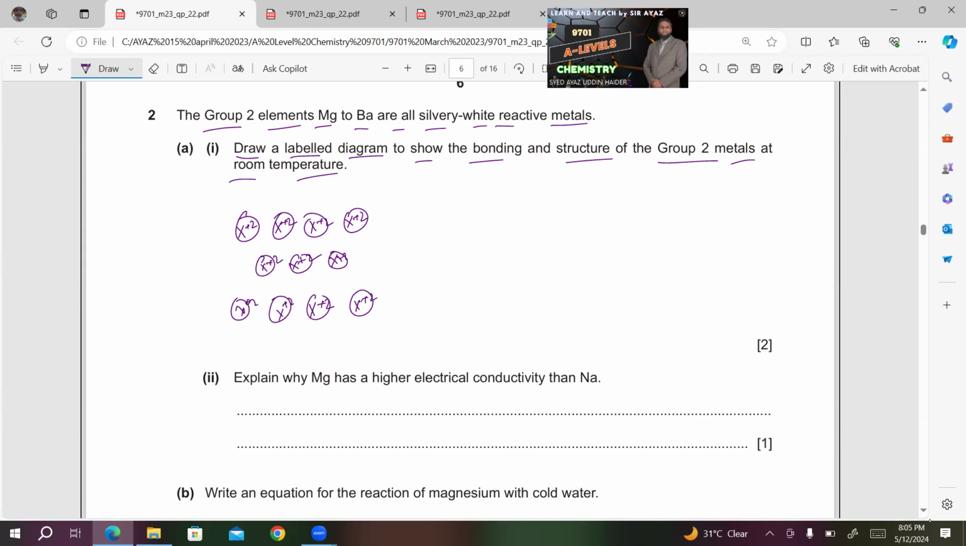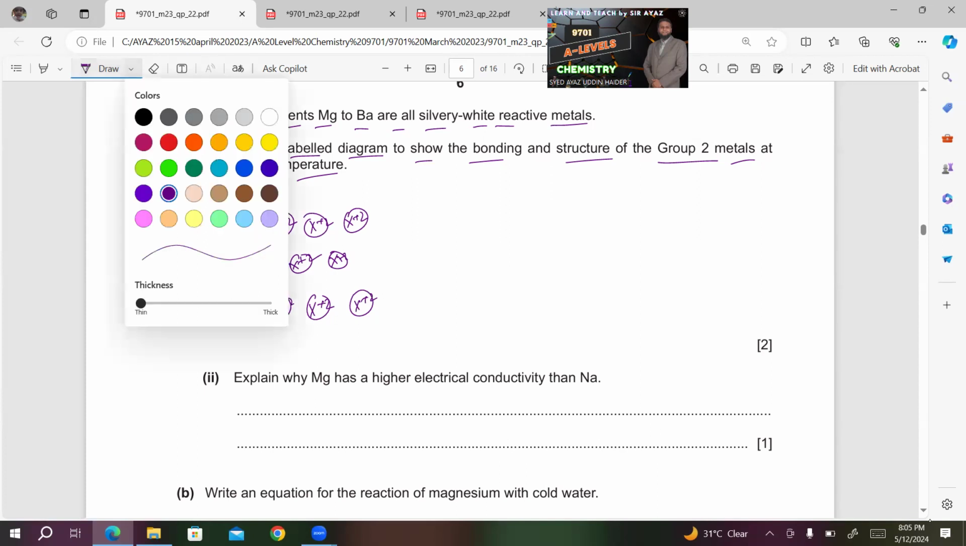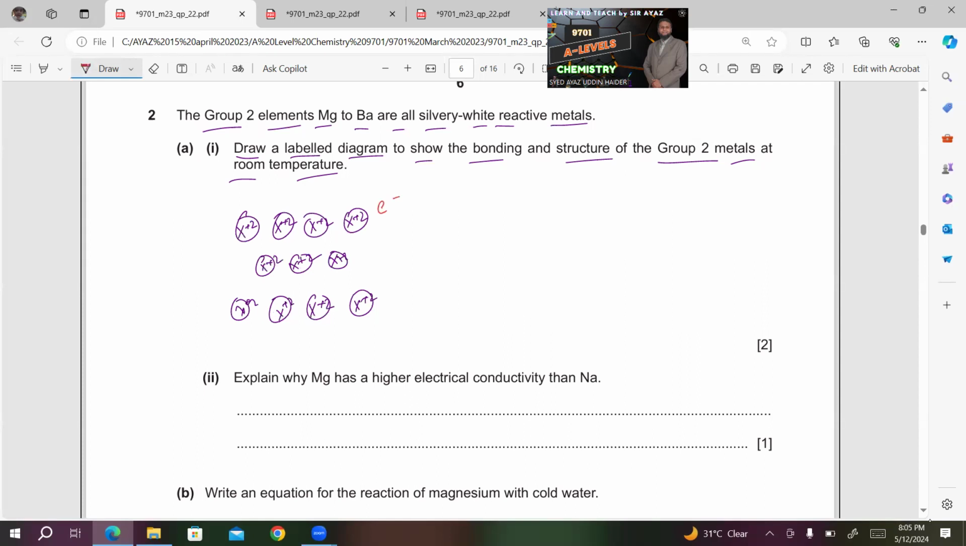What else is left? Now all this is surrounded by little circles labeled electrons, either like this, electrons. You can show this in small circles like this.